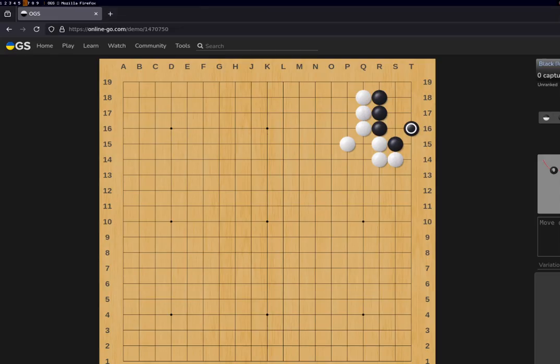Today we're going to be talking about the J group and related shapes. And this is the J group. It's a pretty common life and death problem. It's sort of annoying in the sense that it's so common because it's also on the hard side.